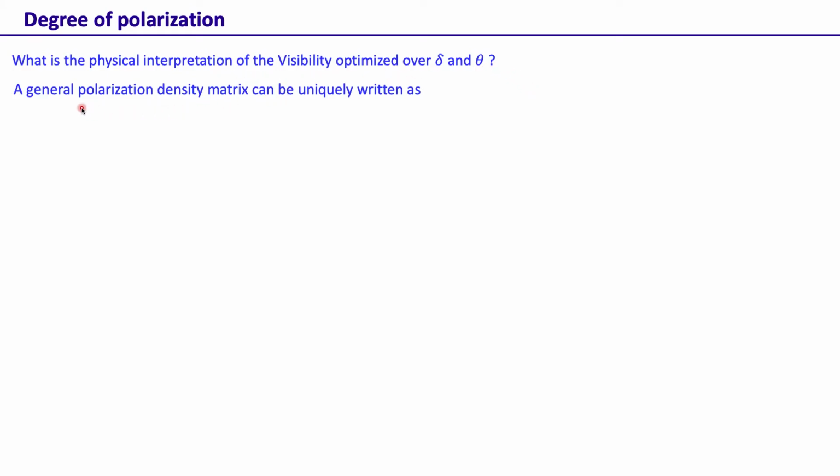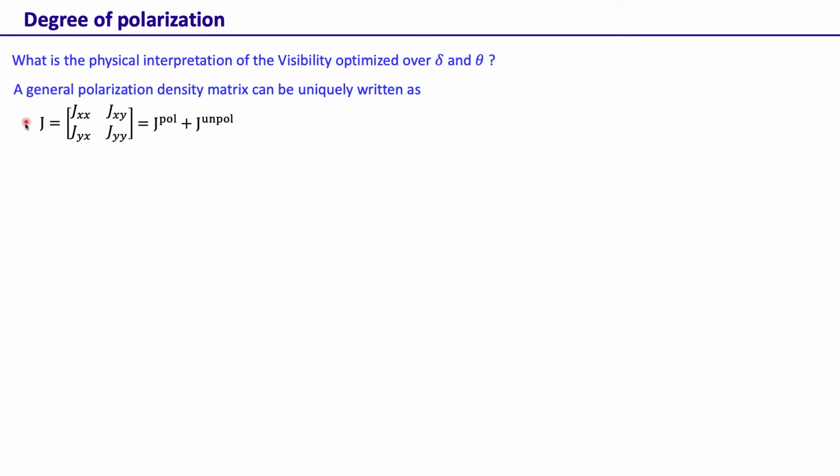we first need to look at this: the general polarization density matrix can be uniquely written as J polarized plus J unpolarized, and the forms of J polarized and J unpolarized we just discussed in the last slide. When the visibility is equal to 0, we get this form of the polarization, and when the visibility is equal to 1, we get this form of the polarization.